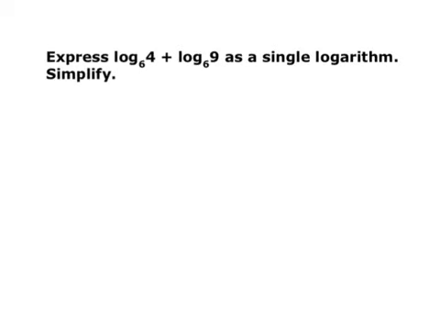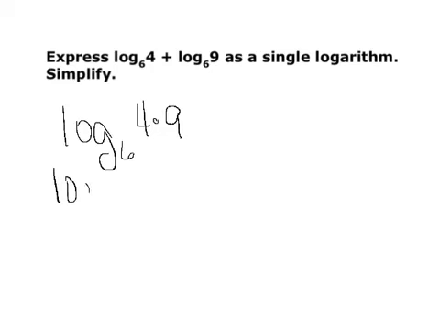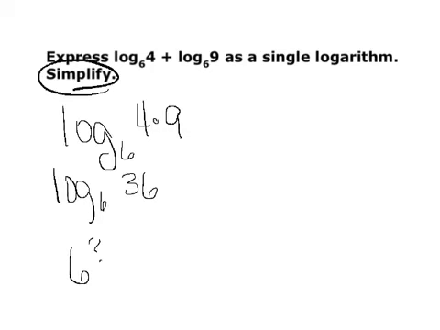Okay, first one. Express log base 6 of 4 plus log base 6 of 9 as a single logarithm, then simplify. So if we have addition with the same base, that means that we multiply. Okay, which is log to the base 6 of 36. Now to simplify, we take that mental math. 6 to the what power equals 36. 2.